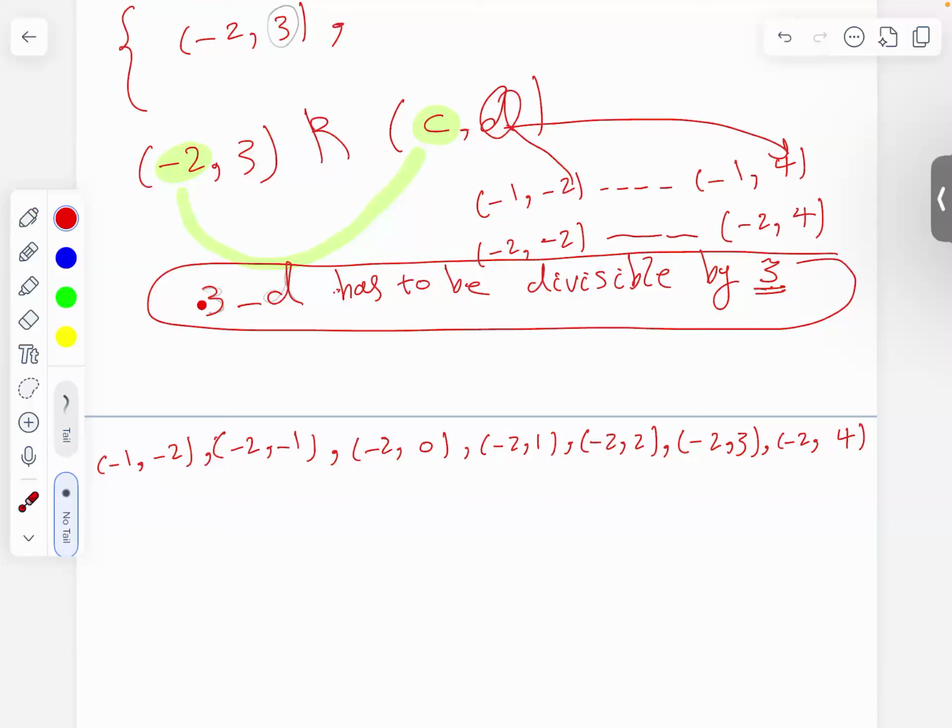Now, 3 minus any of these second elements should be divisible by 3. 3 minus -2 is +5, so not this one. 3 minus -1 is +4, so not this one. 3 minus 0 is okay, we can choose it. Before, we also have the second row as well. I will just write quickly so it's visible for everyone and people at home as well.